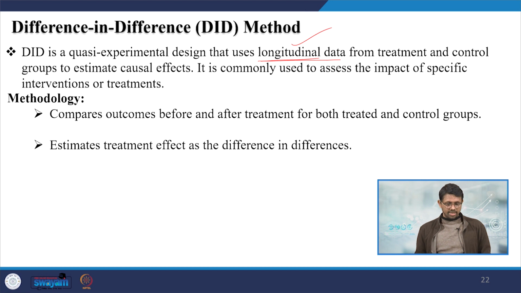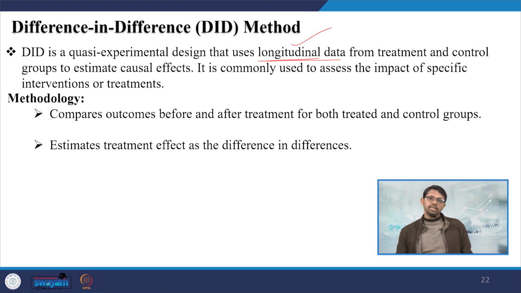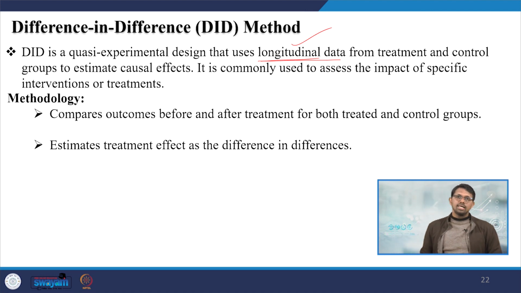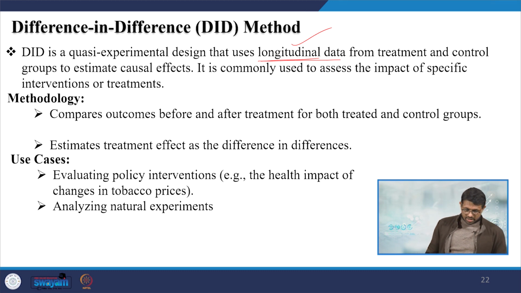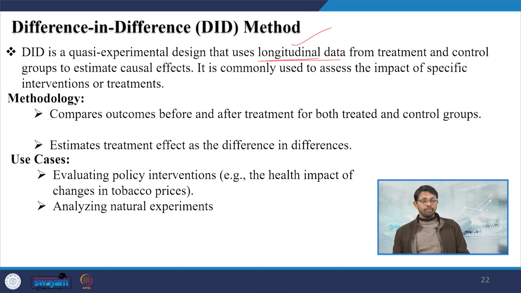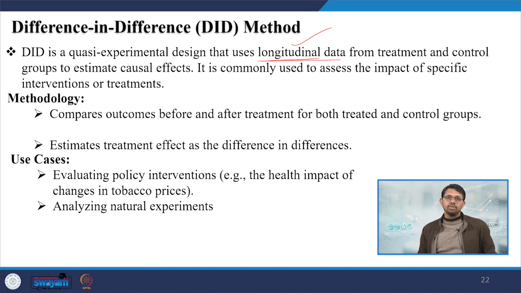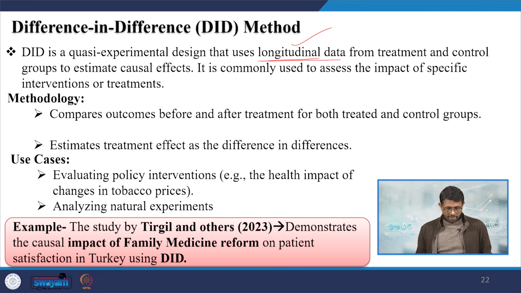The methodology of DID is comparing outcomes before and after treatment for both treated and control groups, and this estimates the treatment effect as a difference in difference. The uses of this will be in evaluating policy interventions, for example the health impact of changes in tobacco prices. Analyzing natural experiments is also important, as you already mentioned.